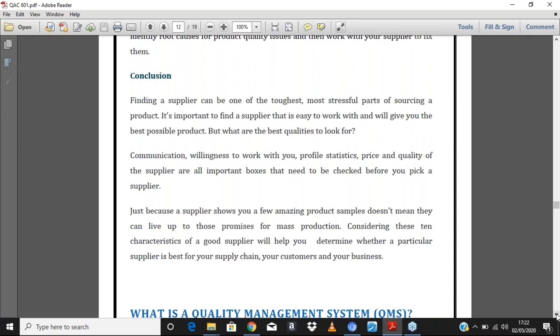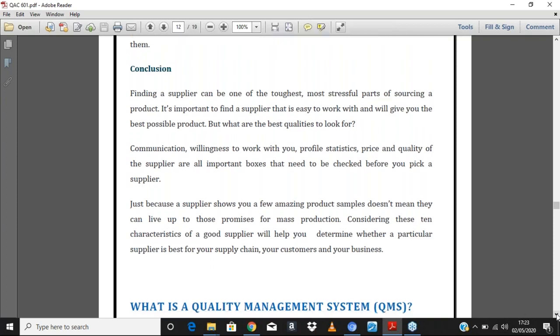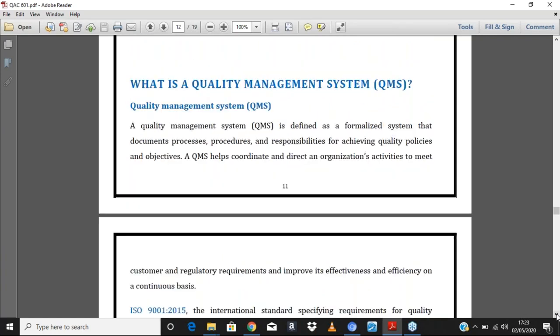Just because a supplier shows you a few amazing products does not mean they can live up to your requirements and also your production capabilities. So considering these 10 characteristics of a good supplier will help you determine whether a particular supplier is best for your supply chain, your customers, as well as your business. So, just a recap.